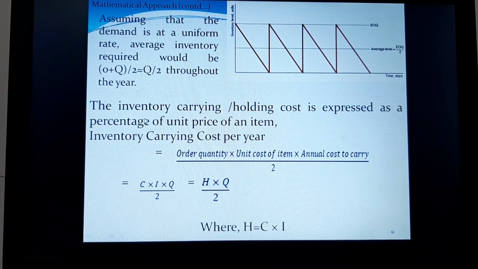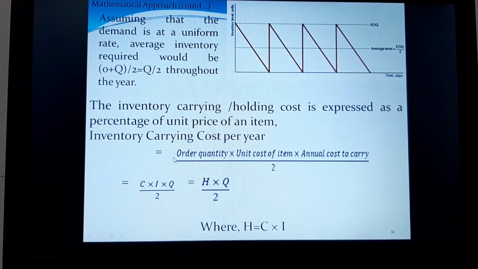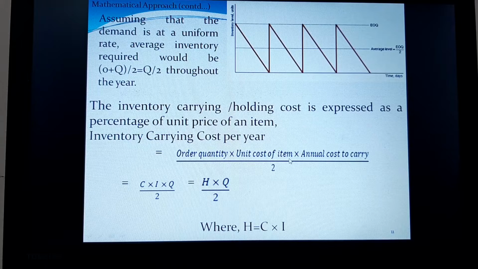Now let us see the next one, the inventory carrying or holding cost, which is expressed as a percentage of the unit price of an item. So the inventory carrying cost per year is equal to the order quantity into the cost of the item into the annual cost to carry. That means it is C into I into Q, where Q is the order quantity, C is the unit cost per item and I is the annual cost to carry, divided by 2. So that is H into Q by 2, where H is equal to C into I.